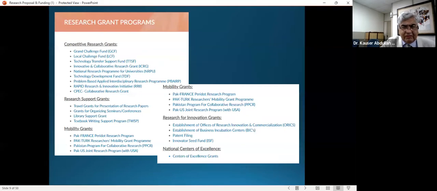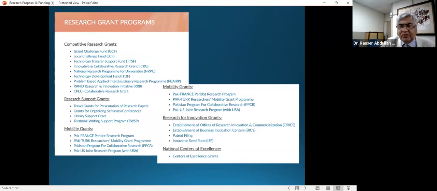And then we have the joint programs with other countries: PARC France Peridot Research Program, PARC Turk Researchers Mobility Grant, Pakistan Program for Collaborative Research, and Pak-US joint research program with USA. So these programs are also there, and you have to have a partner in all these countries in order to submit a proposal, you see.